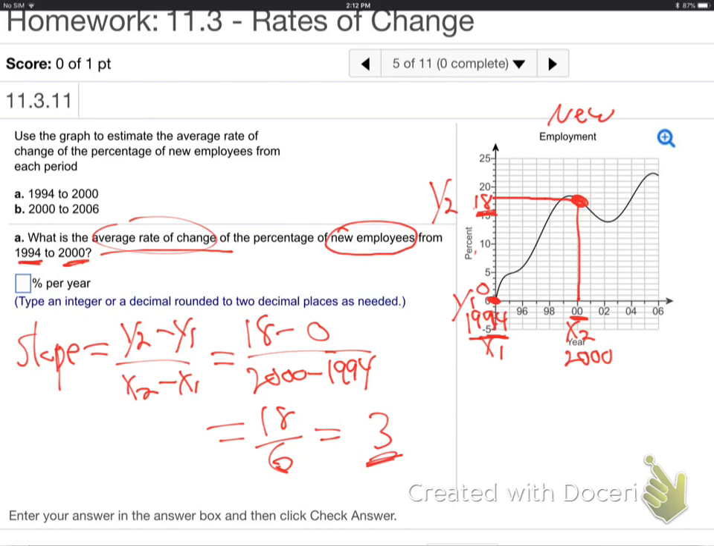Is that good? So that's our answer. These graph ones are nice. You don't have to plug in any functions. Just find the two dots, two x values, two y values, difference of y's over difference of x's. Slope, rise over run. Let's type it in.